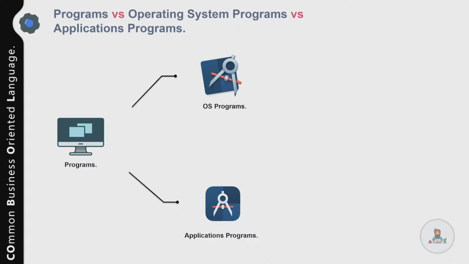First one is operating system programs, which actually control the overall operation of the computer. For example, Windows or maybe Linux or probably z/OS. So these are operating systems that are actually controlling your computer. And the second category is application programs, which actually perform the task required by the user.